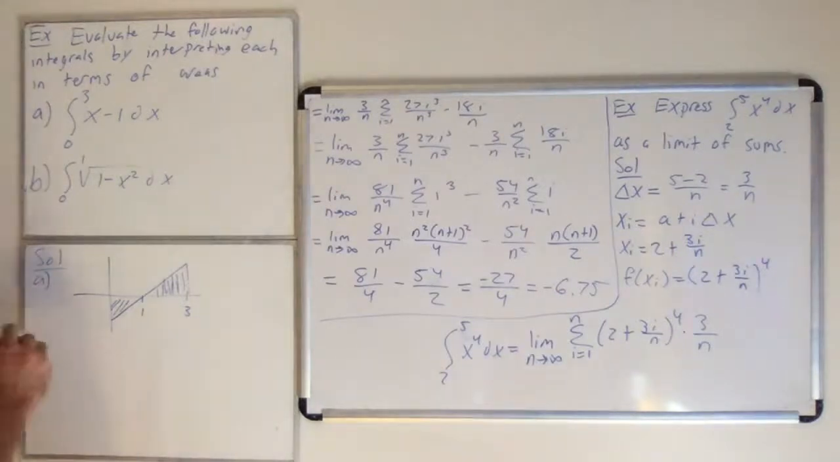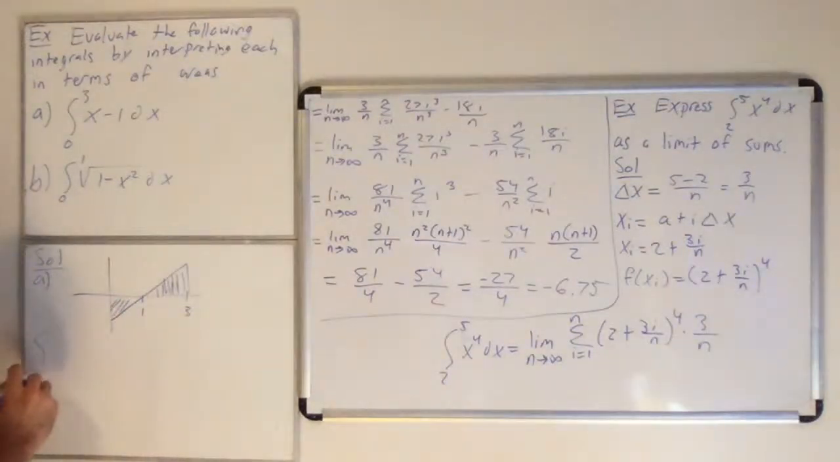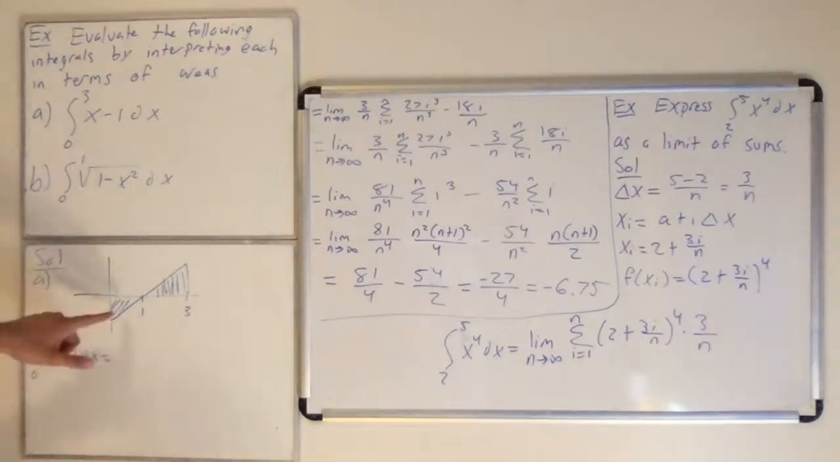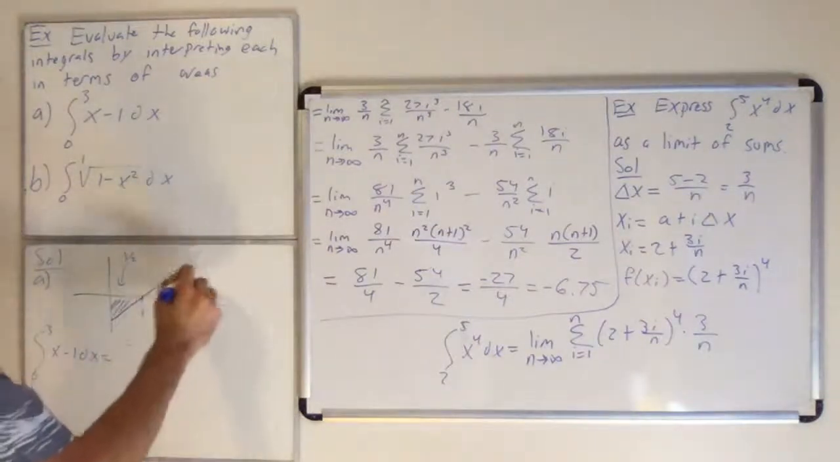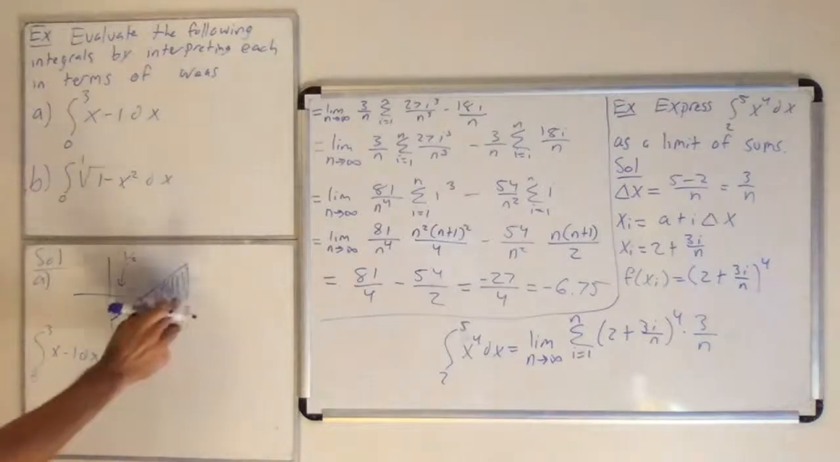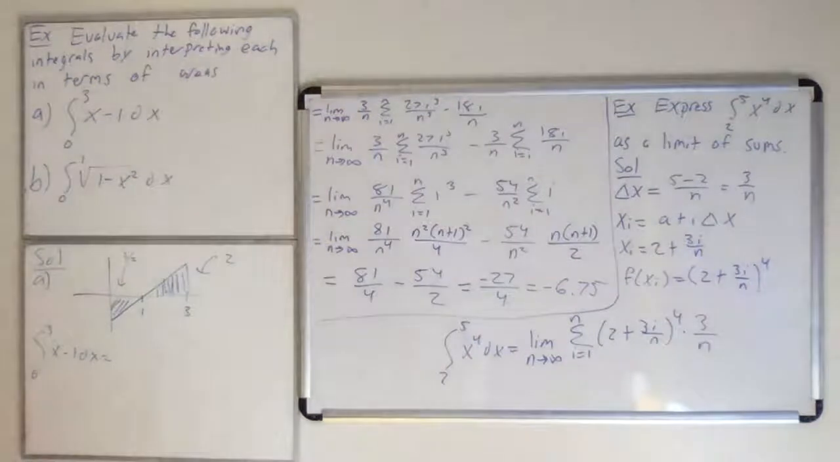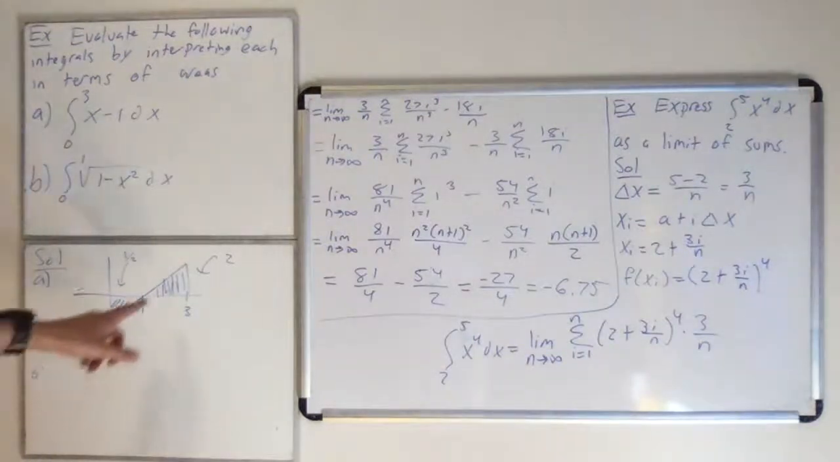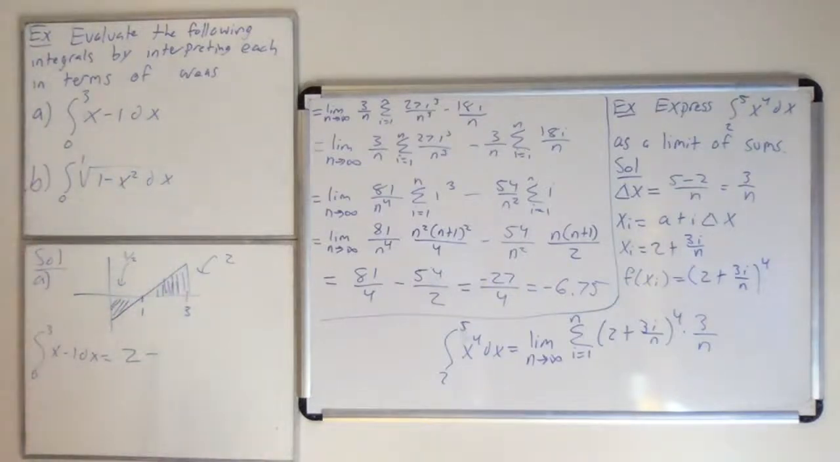Okay, and so the integral, the area of this triangle, this is a triangle with height 1 and length 1. The area of this triangle is 1/2. And the area of this triangle has height 2 and length 2, so it has area 2. So this integral is equal to the positive area, which is 2, minus the negative area, which is 1/2.